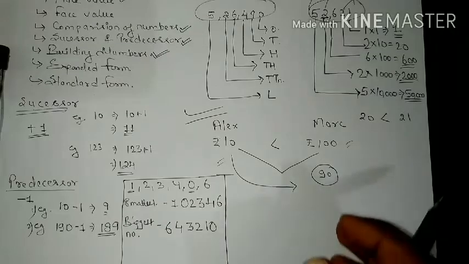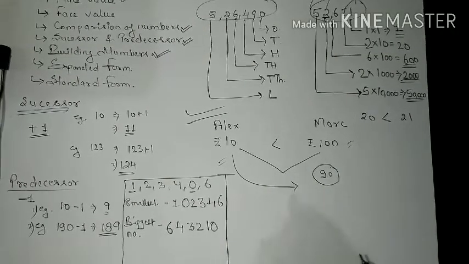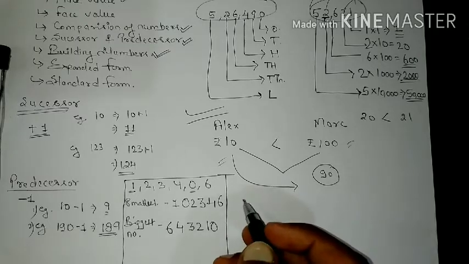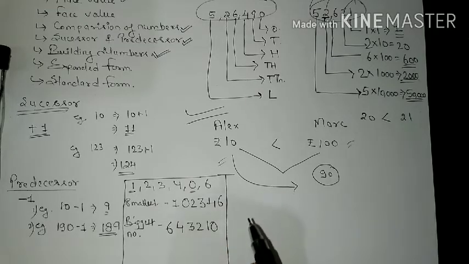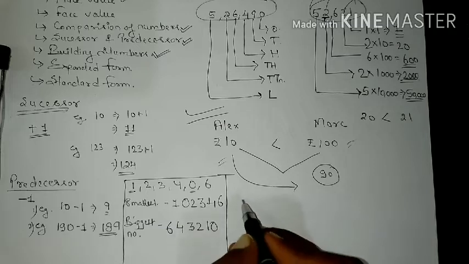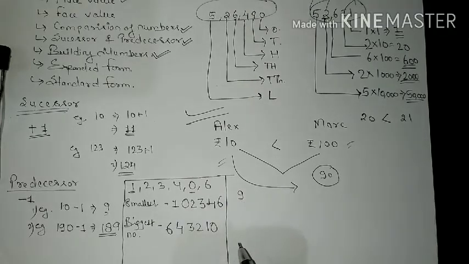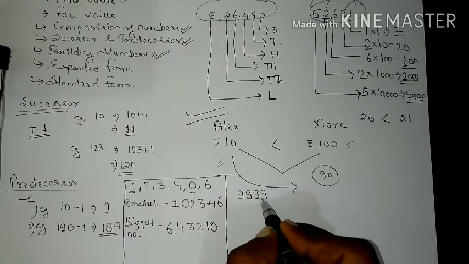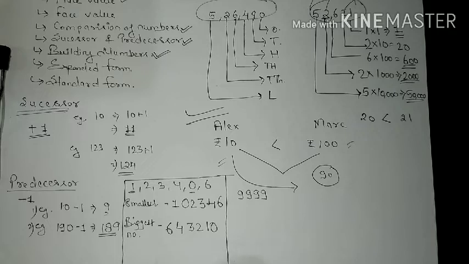Sometimes it can be asked like, which is the greatest 4-digit number, and repetition is allowed. So the greatest single digit number is 9, and if the repetition is allowed, then what will be the greatest 4-digit number? Write 9 four times. As simple as that. But just remember, only when repetition is allowed. Okay students, only when repetition is allowed.